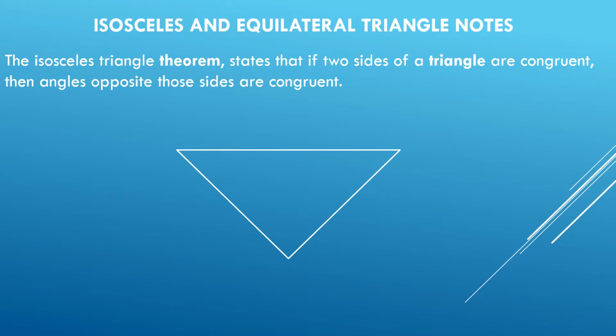One of the properties of an isosceles triangle is that there are two congruent sides. The isosceles triangle theorem states that if two sides of a triangle are congruent, then the angles opposite to those sides are also congruent. That means this angle is equal to this angle. Just because the sides opposite to those angles are congruent, these two angles are also equal.